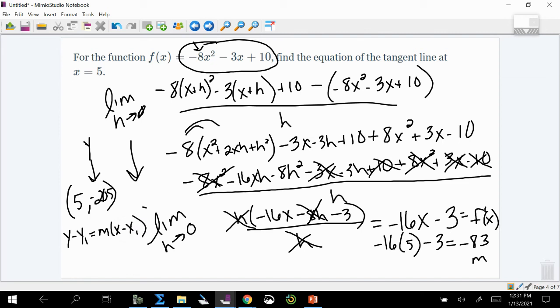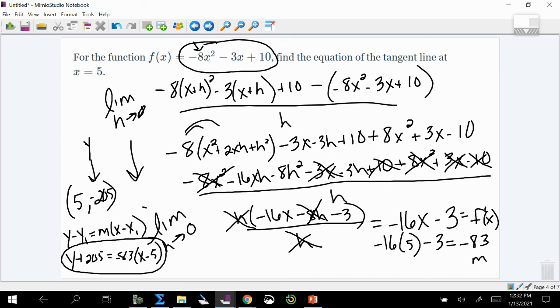And I know in Algebra 1, oftentimes if you left your answer in that form, the teacher would say, well, it's not done yet. In calculus, it's done. We want to leave it like that because we can get some really messy slopes and we don't want to do extra algebra. So my tangent line equation would be y minus negative 205, so y plus 205 equals a slope of negative 83 times (x minus 5). And that is a perfectly acceptable answer.